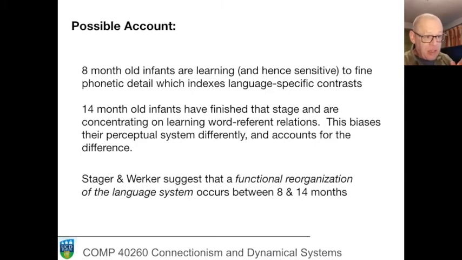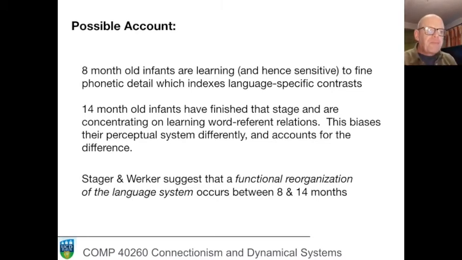They say that this is a different task which biases the perceptual system differently, and that this accounts for the difference that we see. So there's a qualitative distinction between what the 8-month-olds are doing and what the 14-month-olds are doing. And Stager and Werker use this to suggest a functional reorganization of the language system sometime in that window between 8 months and 14 months.